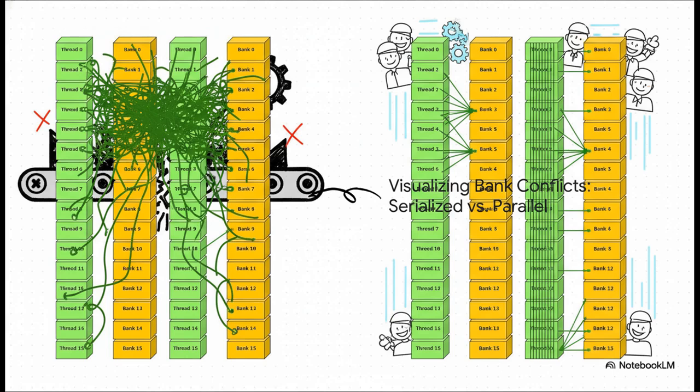Now, look over at the right side. Thread 0 talks to bank 0. Thread 1 talks to bank 1. The accesses are perfectly striped and aligned. This allows multiple threads to grab data simultaneously, keeping the entire factory humming along flawlessly.